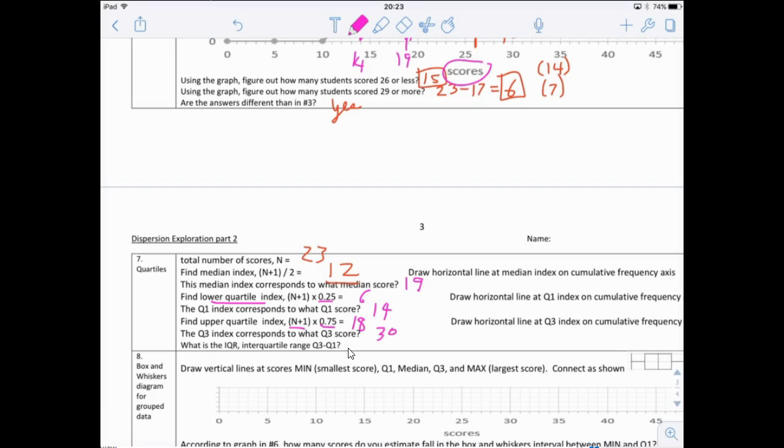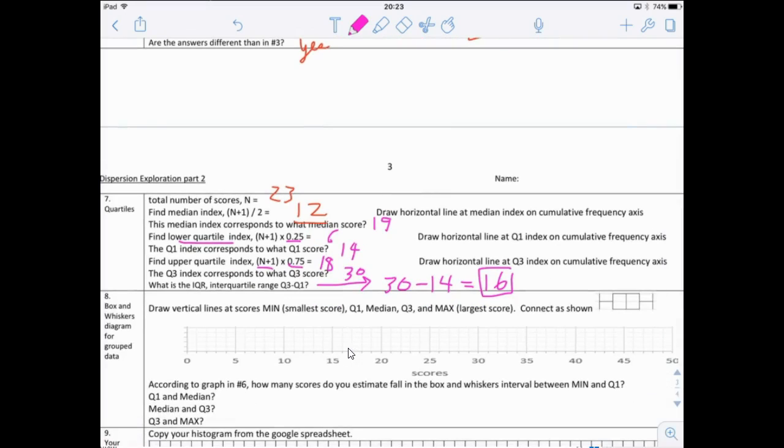And then it asks us what the IQR is. Remember, when you find the IQR, you're not subtracting 18 minus 6. You're doing 30 minus 14. You're subtracting the Q3 score minus the Q1 score, so it's going to give us 16. And so we have all new values for the median, Q1, Q3, and IQR found using a cumulative frequency graph.